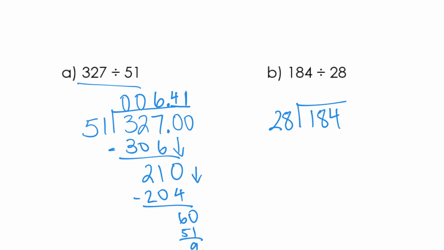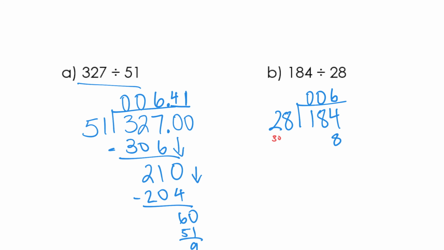28 goes into 1 0 times. 28 goes into 18 0 times. So now we have to figure out how many times does 28 go into 184. My guess is going to say, man, if I make this 30, so if I pretend this is a 30, 30 goes into 184 6 times. So let's try it. I might get it wrong once or twice, but we should get there eventually.